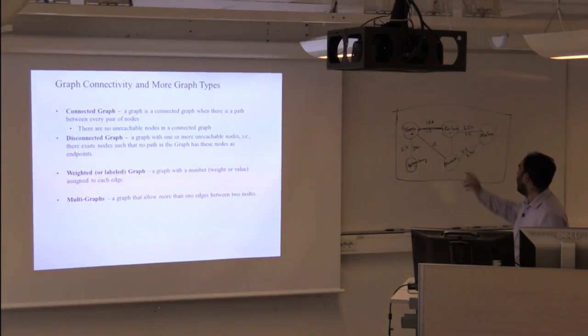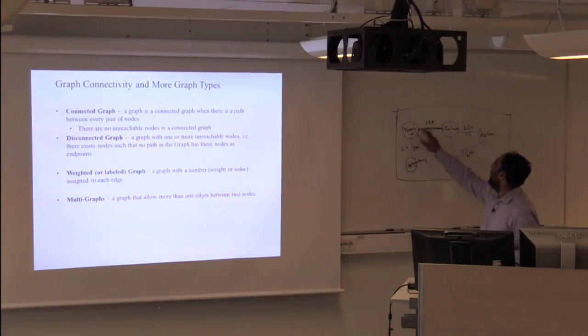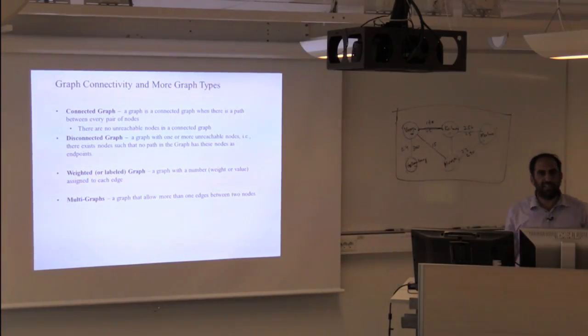Okay, a graph with a number, value, or label assigned to each edge is known as a weighted graph. Okay, and it's also possible. I mean, usually we have only one edge between two nodes, but sometimes the problem requires that there are more than one edge, or associations or relationships, between two nodes.